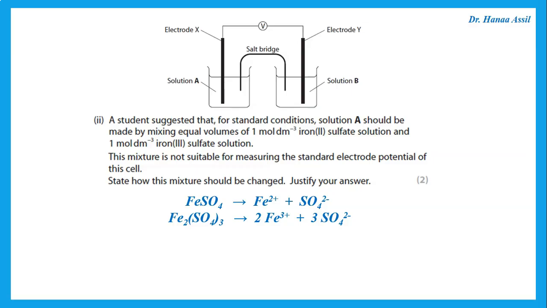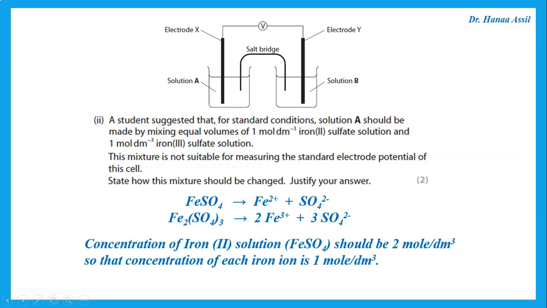The mixture is not suitable for measuring the standard electrode potential. State how this mixture should be changed. Remember, if 1 mole of the iron 2 sulfate gives 1 mole of iron 2 ions, while the other one gives 2 moles, then we should not start with equal volumes of equal concentrations. We should actually have 2 mole. Remember, we're diluting it. We're adding equal volumes.